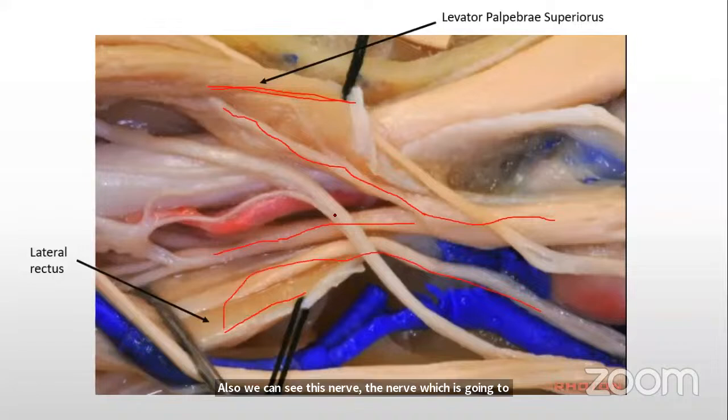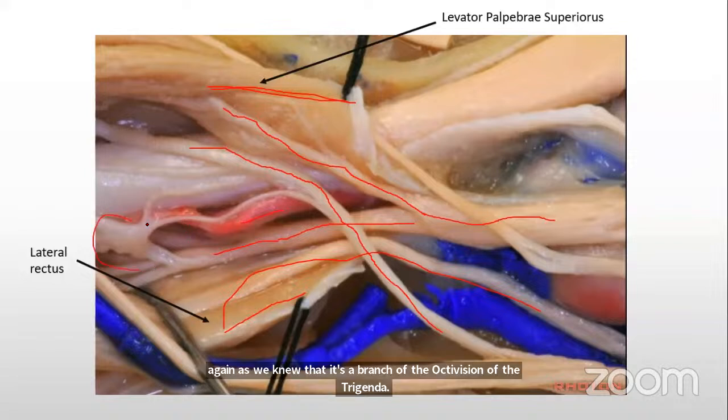This is the lateral rectus. Again, this is the ophthalmic artery, and the deeper part in which we can see the optic nerve. And this nerve that is passing through the annulus of Zinn, along with the optic nerve and ophthalmic artery, is the nasociliary nerve. The nasociliary nerve is, as we knew, a branch of the ophthalmic division of the trigeminal nerve. Okay, this structure is the ciliary ganglion.